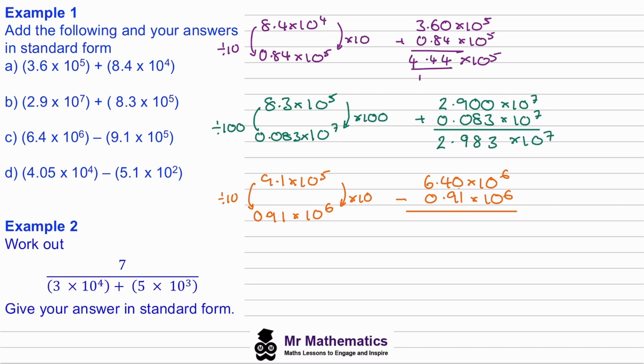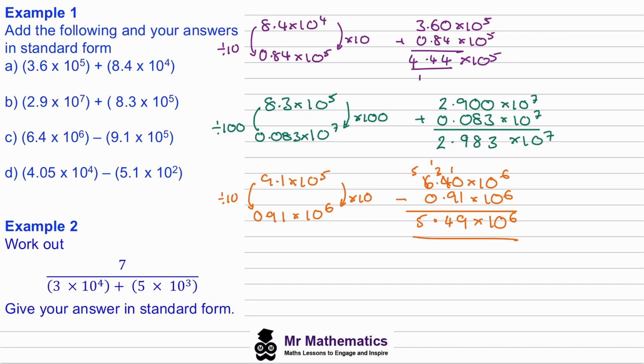Then we've got the 0 take away 1, so we'll borrow 1. This becomes 9. We'll take 1 from the 6. 13 take away 9 is 4. Then we've got 5.49 times 10 to the 6. Okay? Do you want to try question D yourself?